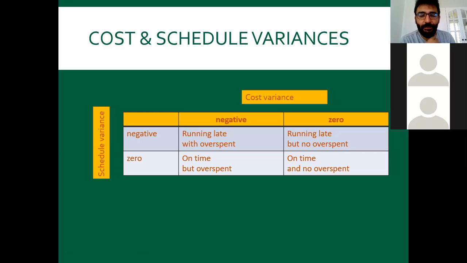If it is both negative, cost variance is negative and schedule variance is negative, which means running late with overspend. Schedule variance is on time, 0, but cost variance overspend, right? You finish the project, but you spend more. So we can look at this from that perspective as well. I mean, the cost variance and then the schedule variance at the same time.